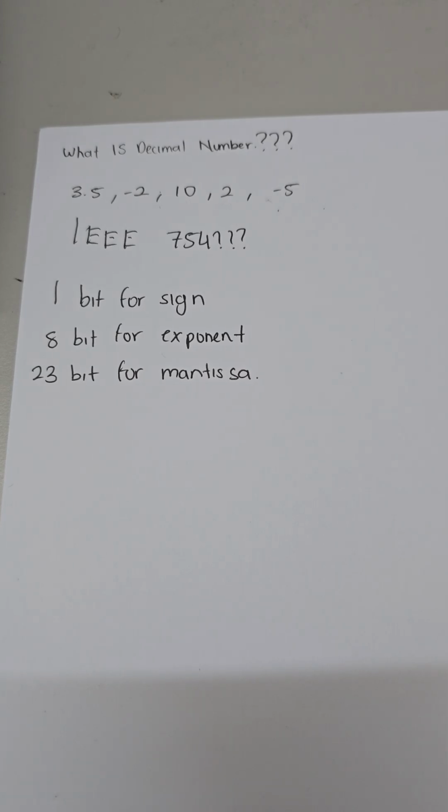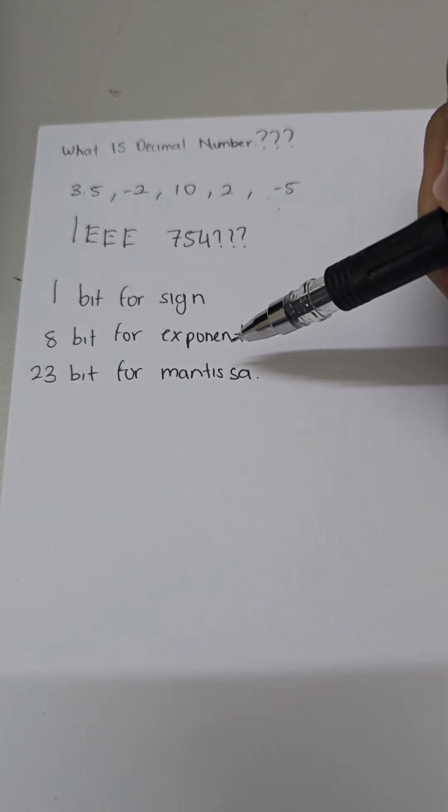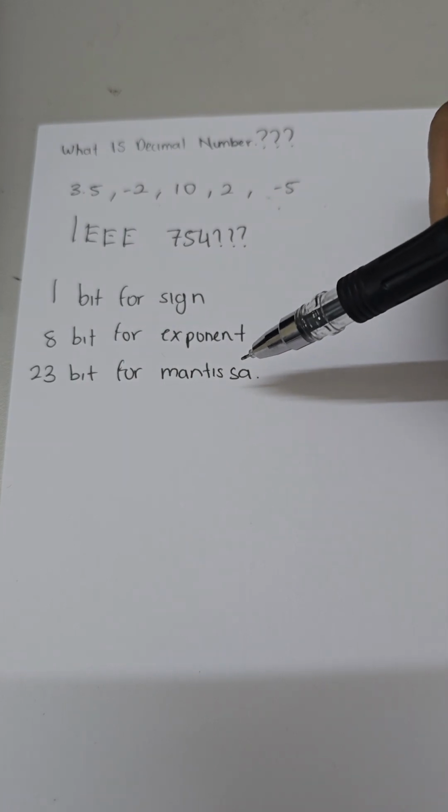Computers, however, don't use base 10. They use binary. To store decimal or real numbers in binary, computers follow the IEEE 754 standard. In 32-bit format, a number is stored using 1 bit for sign, 8 bits for exponent, and 23 bits for mantissa.